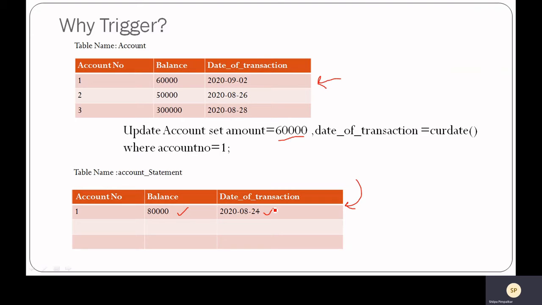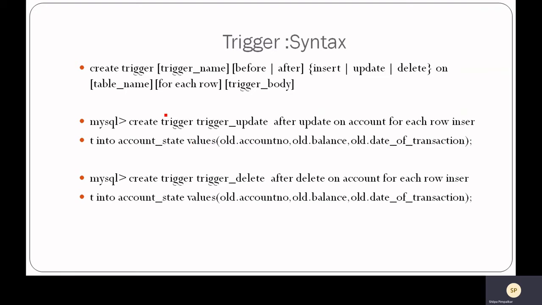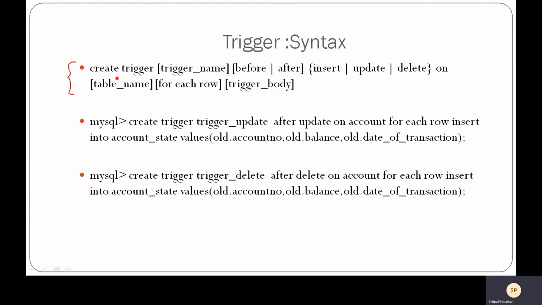Trigger we can define on events like insert, delete and update. Now, what is the syntax for creating a trigger? You can create a trigger with the help of the create trigger query. This is the keyword. Here you need to specify the trigger name. This is user defined. Depending on need, either you use before or after, and you define the trigger on a certain event like insert, update or delete.